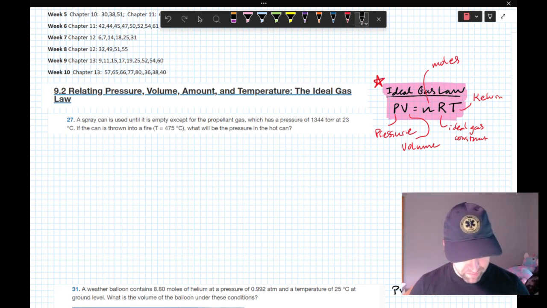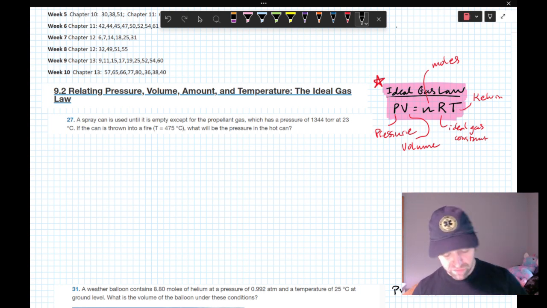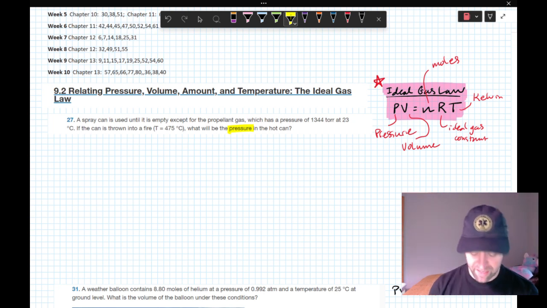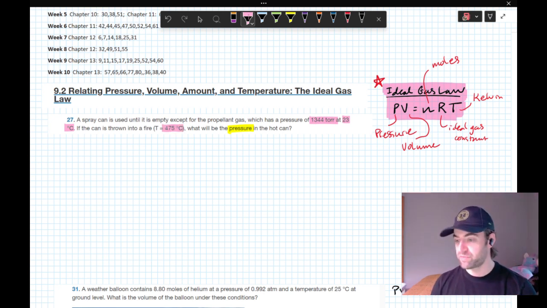So looking at our first problem, number 27: a spray can is used until it is empty except for the propellant gas, which has a pressure of 1,344 torr at 23 degrees Celsius. If the can is thrown into a fire with a temperature of 475 degrees Celsius, what will be the pressure in the hot can? So we're solving for pressure in a hot can, and we're given a few other values. We have a pressure in torr and temperatures in Celsius. So we know we're going to have to do some conversions here.